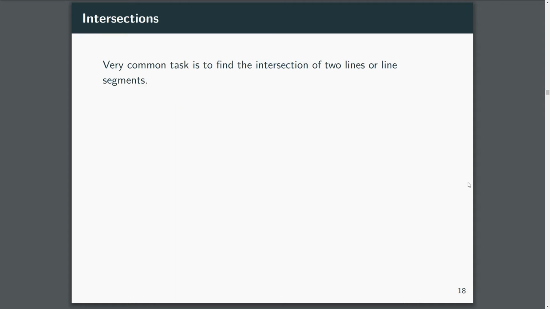A very common task we have is doing some intersections of lines. So we want to find the points where they intersect, or just whether they intersect, and we could have lines, or we could have line segments. We could have one line and one line segment. It can mix in any way.